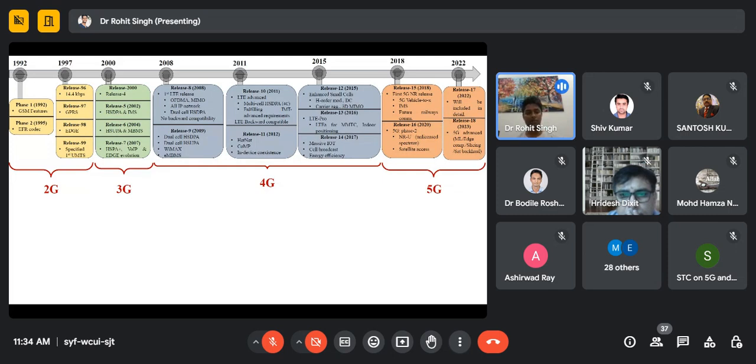Any doubt about what a release is, what 3GPP is, how some standardizations are being done?